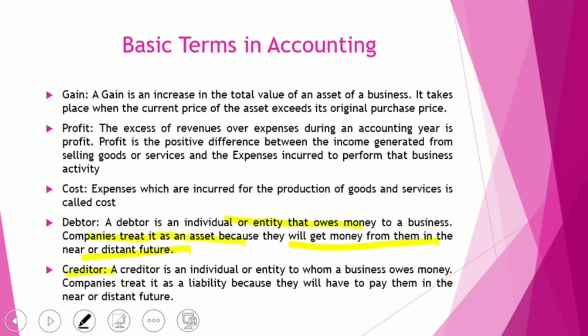Next is creditor. Creditor is an individual or entity to whom the business owes money, where the business is liable to pay money to the creditors. Business is liable to pay money to the other business parties. So companies treat this as liability. Our responsibility is to pay our dues, and we will pay them in the near or distant future. So this is about debtor and creditor.